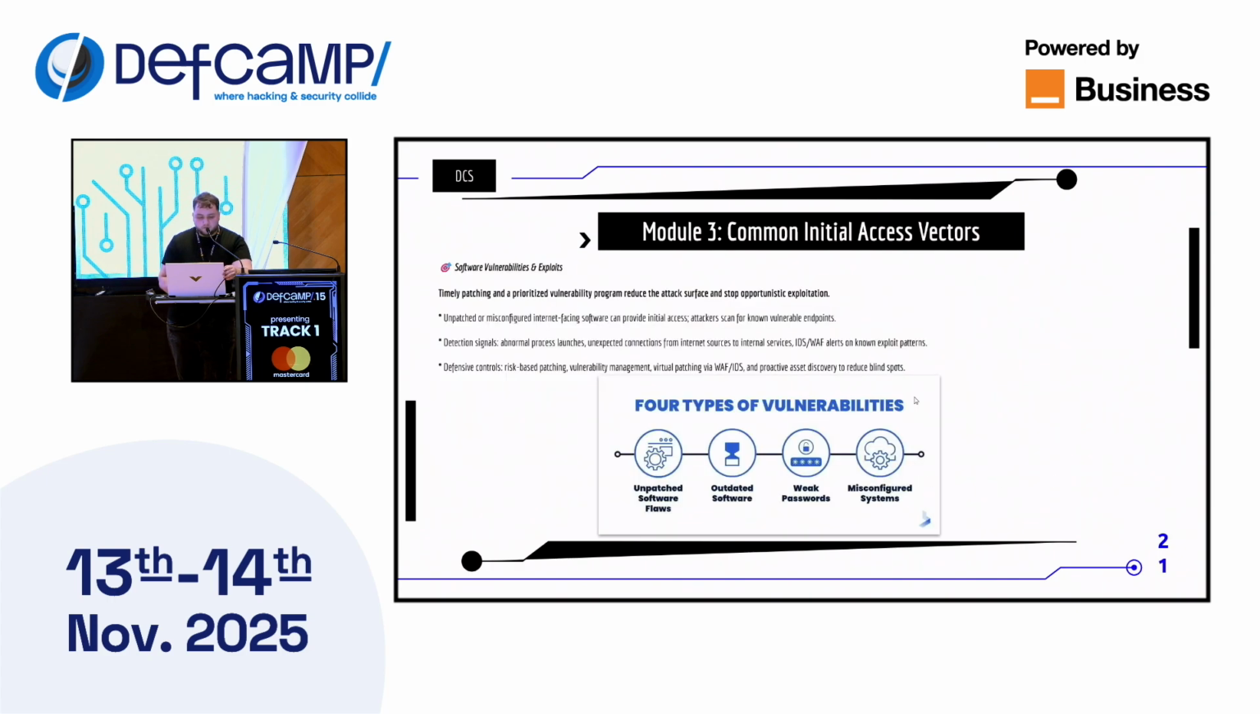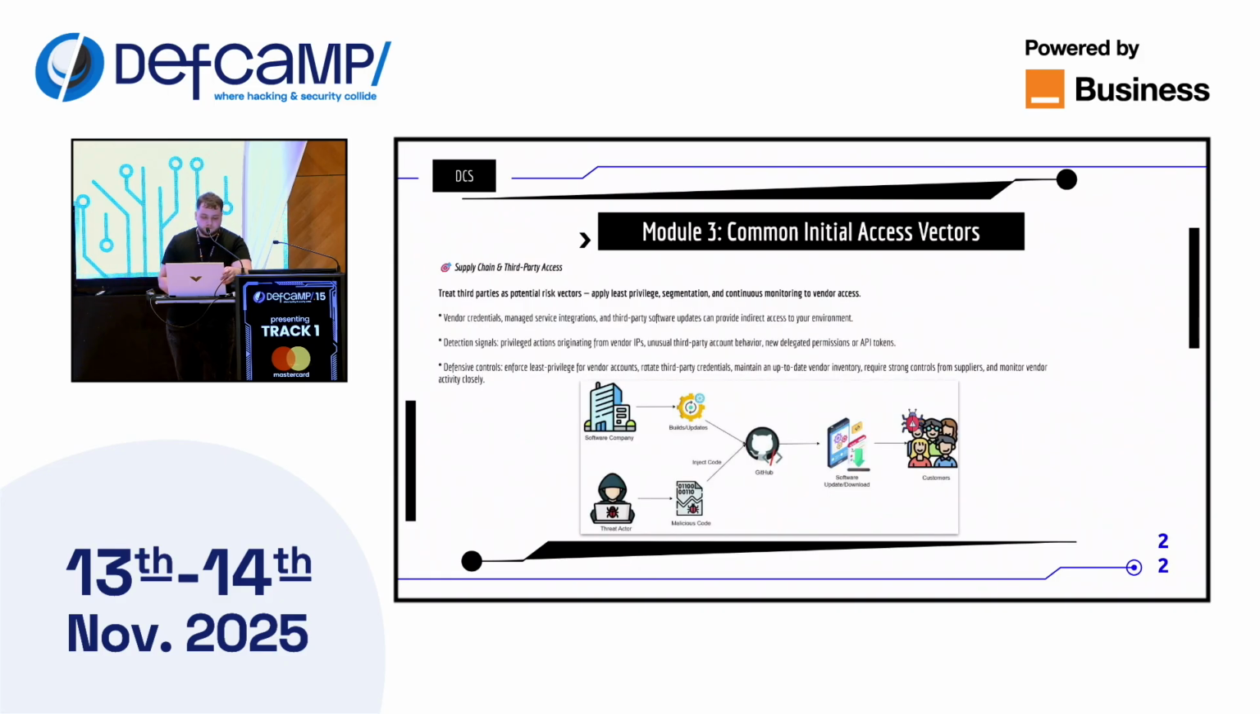Another one would be software vulnerabilities and exploits. Those are the most common ones, where unpatched or misconfigured internet-facing software can provide initial access, like an external portal, where, for example, we could have an SQL injection, from which an attacker could do some lateral movement, get some credentials, dump the database, and many more.